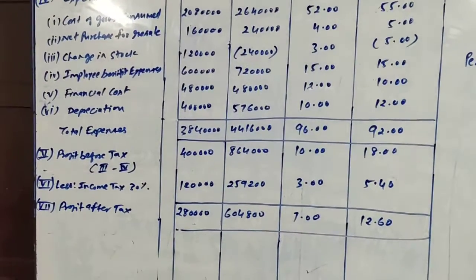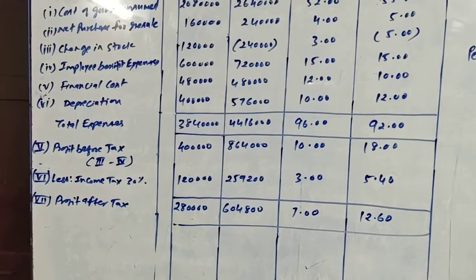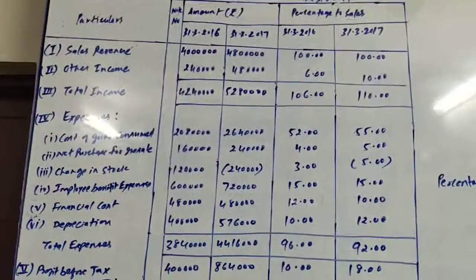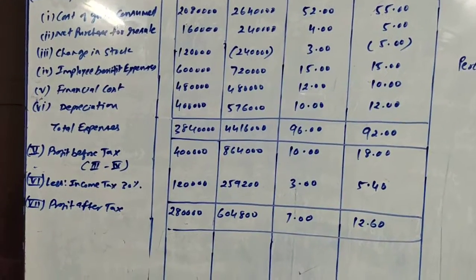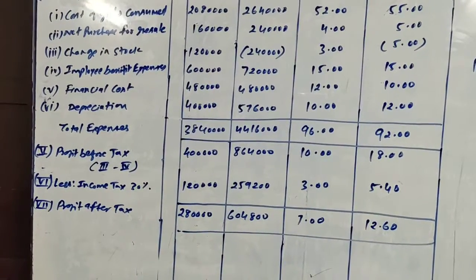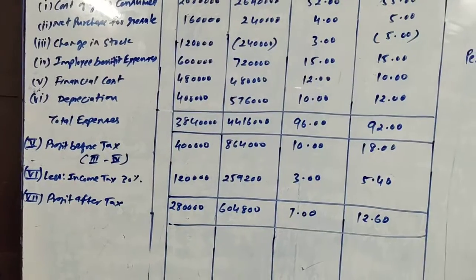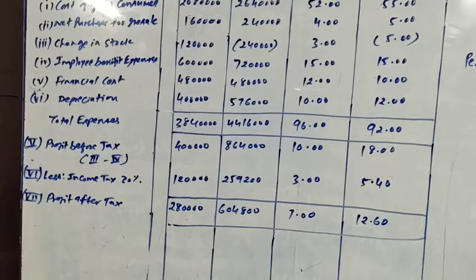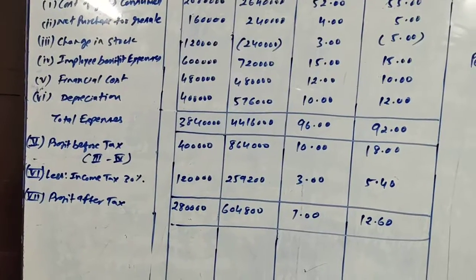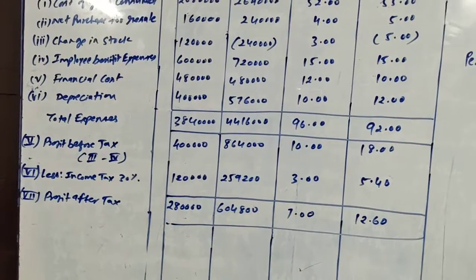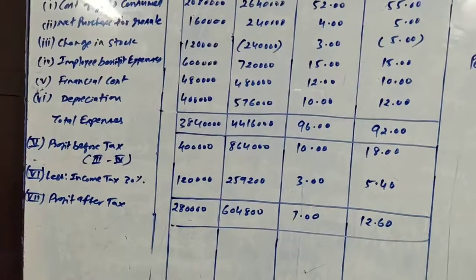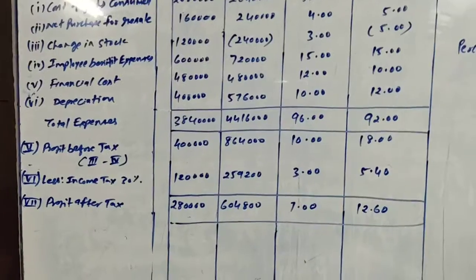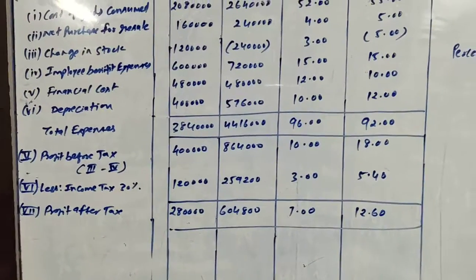Now friends, total expenses are 38 lakh 40,000 and 44 lakh 16,000 respectively for both the years. When we convert them in percentage, for the year 2016, 38 lakh 40,000 divided by 40 lakh into 100, we get 96%. And when we convert the expenses of 2017 in percentage, we get 92%. That is 44 lakh 16,000 divided by 48 lakh into 100.